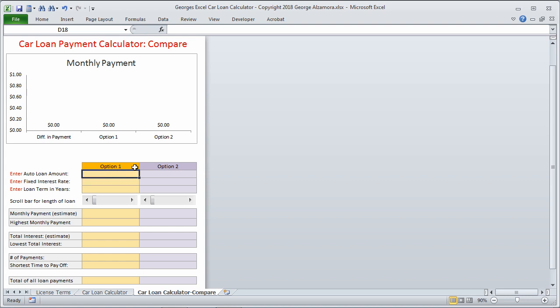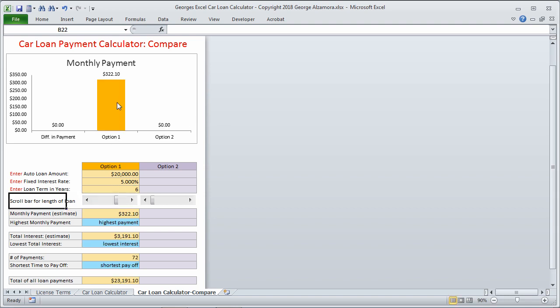In option number one here, I'm going to enter a loan amount. Let's say that we took out a loan of $20,000 for the car. The interest rate we'll say is 5%, and the loan term we'll say is 6 years. So you can see here in option one, the payment for that scenario is estimated to be $322.10. And down below here, you can see where that amount is also. You can see the total interest over the life of the loan is $3,191.10.